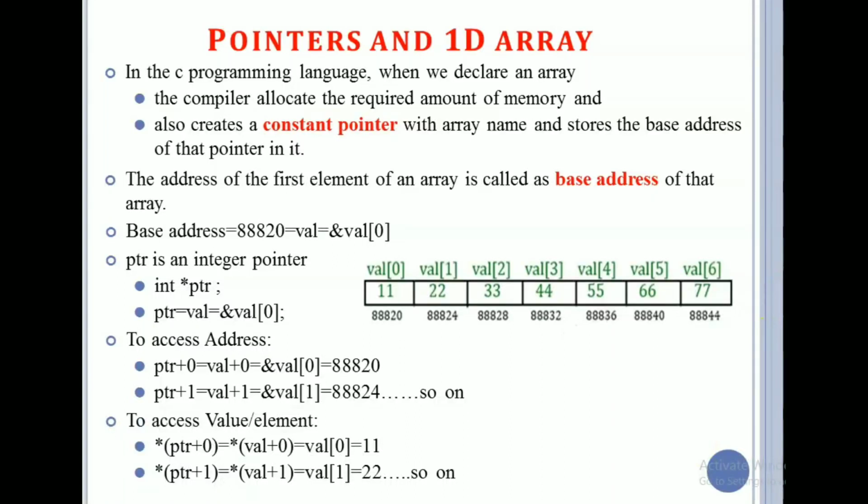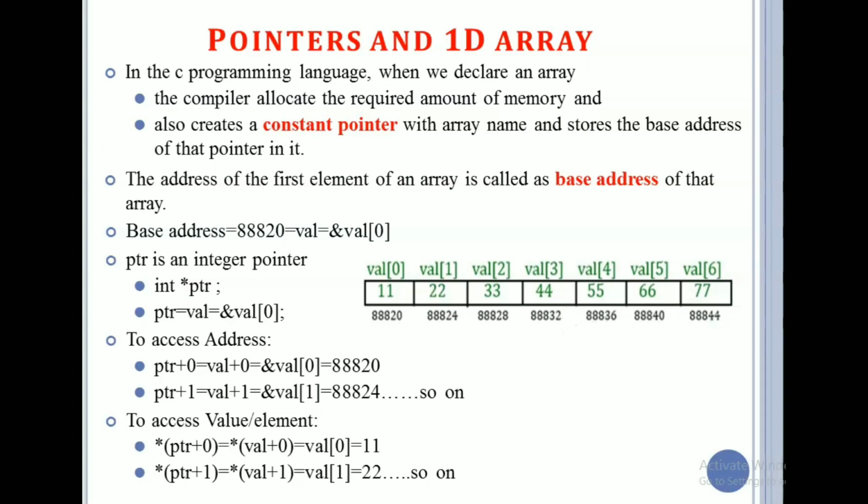For today's session, we are going to study pointers and one-dimensional arrays. We know that pointers are used to store the memory address of another variable. An array is nothing but a collection of similar data types. In C programming, when we declare an array, the compiler is going to allocate the required amount of memory. If your array has 4 elements, then each element requires 4 bytes, so around 16 bytes of memory is required for that array.